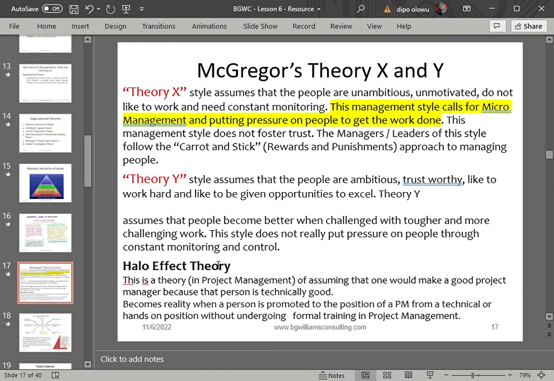So McGregor Theory Y is saying that if you have people who are ready to work in your team, don't micromanage them. Don't put them under pressure. Give them more tasks to do. Give them tougher responsibility to work on. And the more you give them tougher responsibility and they are achieving it, you keep recognizing them. That is McGregor Theory X and Y.